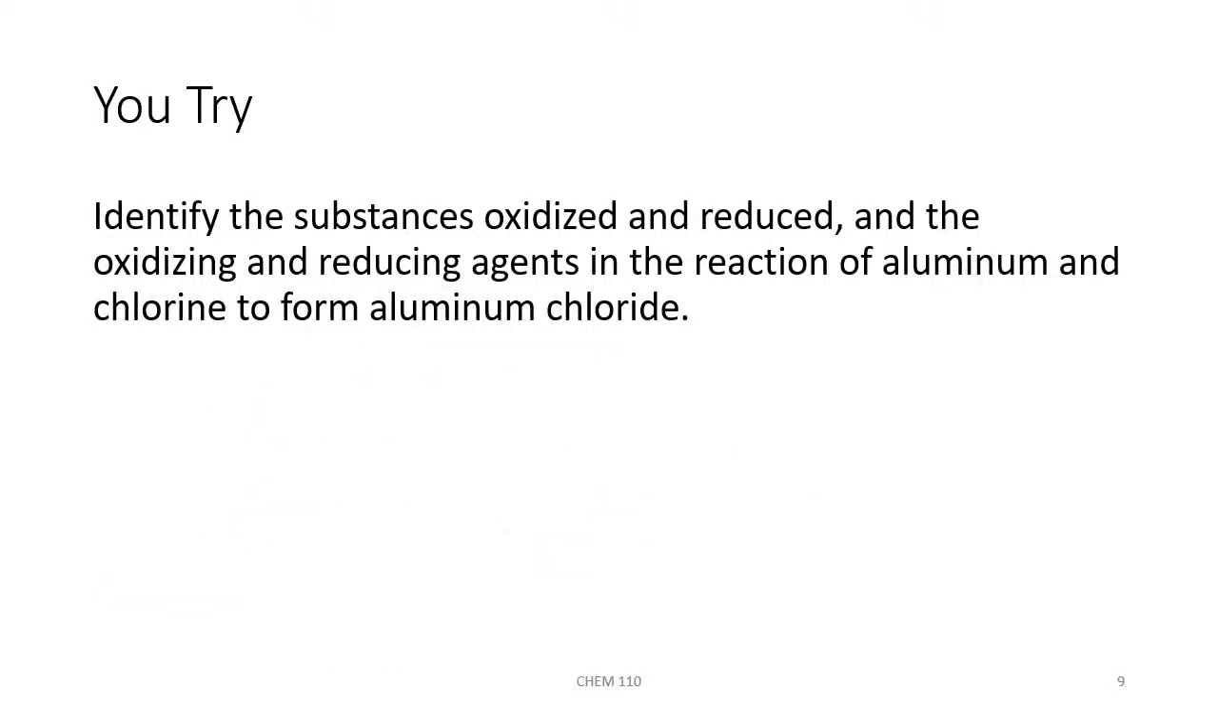Let's try another example. Identify the substances oxidized and reduced and the oxidizing and reducing agents in the reaction of aluminum and chlorine to form aluminum chloride. Aluminum is a metal, and chlorine is another diatomic molecule, so it'll exist as Cl2 naturally. And the correct formula for aluminum chloride will be AlCl3. We also want to balance this reaction. We're going to need to place a 2 out in front of the aluminum chloride, a 2 out in front of the aluminum, and a 3 out in front of the chlorine.